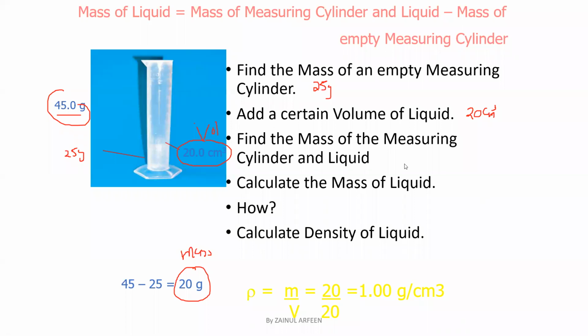But in the exam, you have to write the procedure. You don't have to use these numbers. The numbers are here just to explain the idea. Is it clear now?